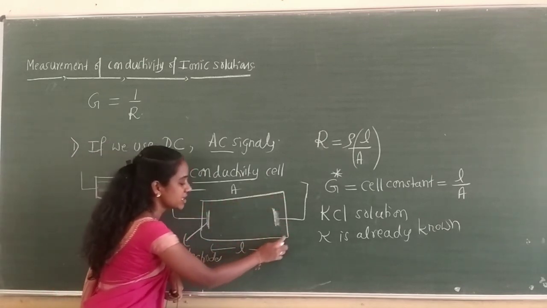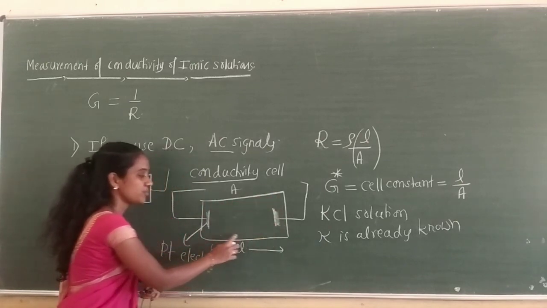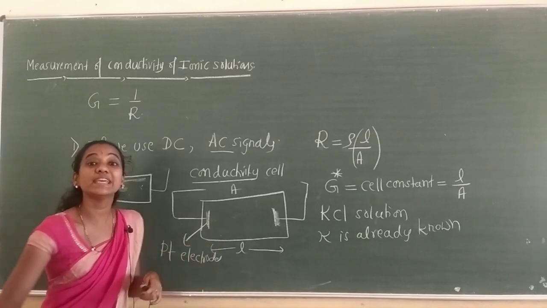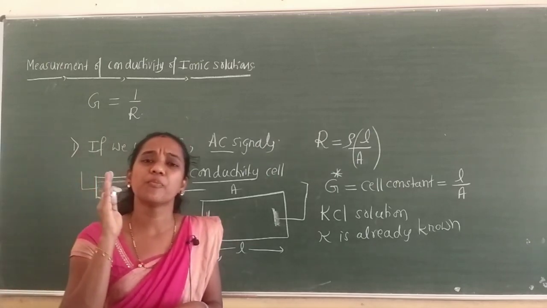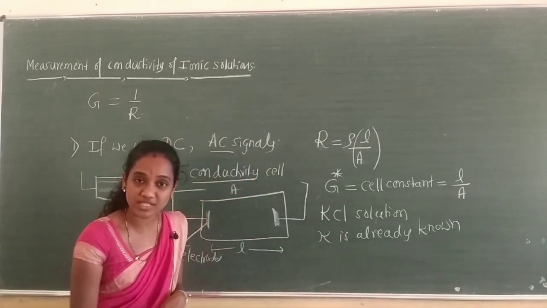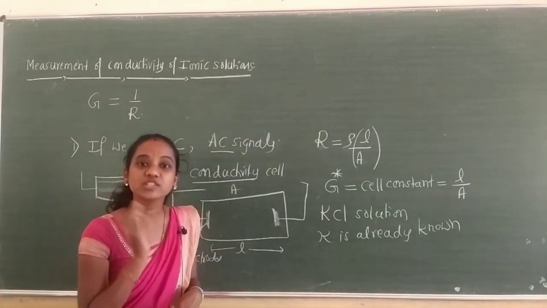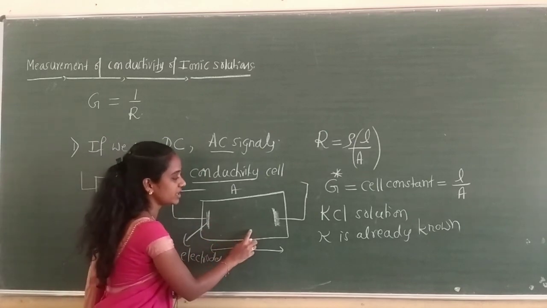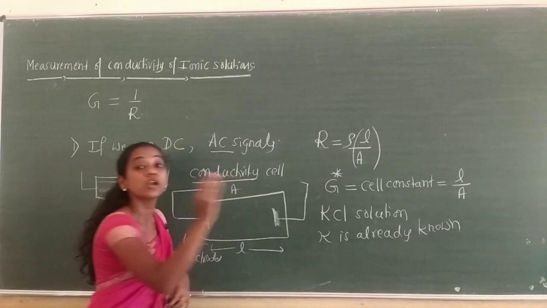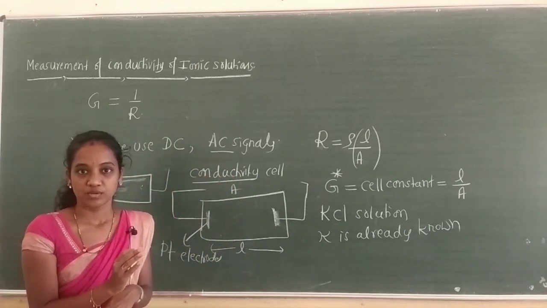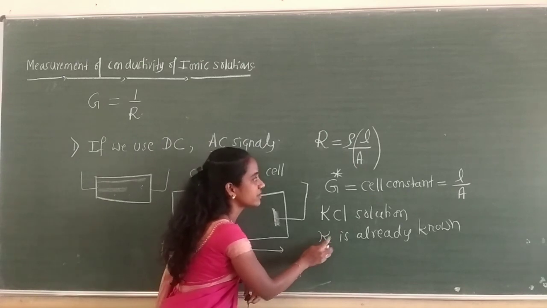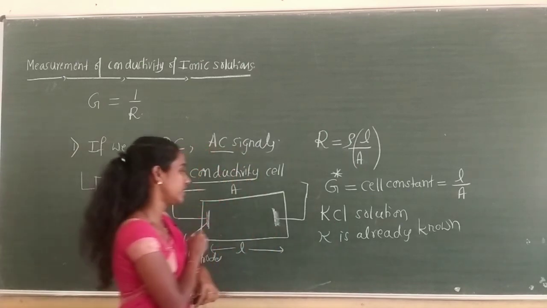To calculate the L by A ratio of this conductivity cell, we need to fill this cell with a reference solution. In most cases, we use potassium chloride, KCl, solution as a standard solution. The conductivity of potassium chloride solution is already known, based on experimental results.